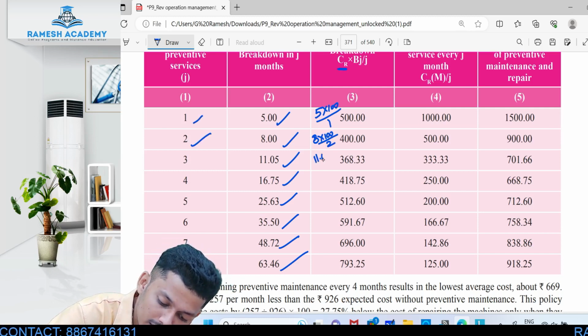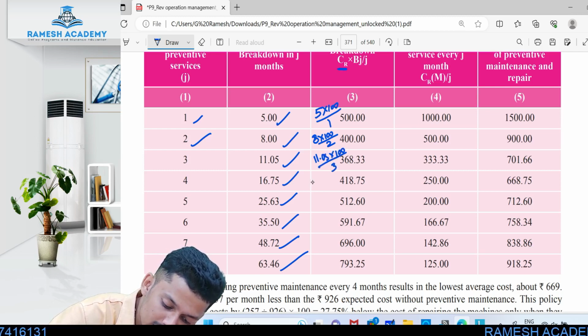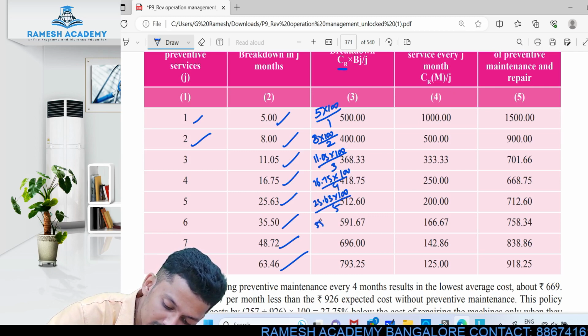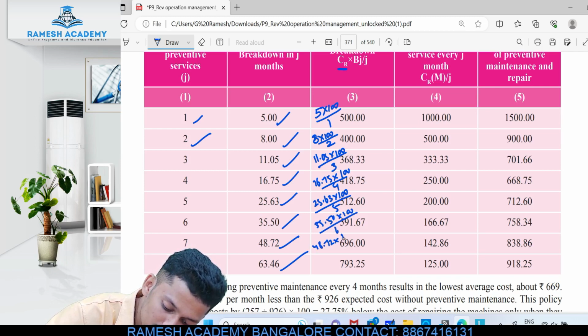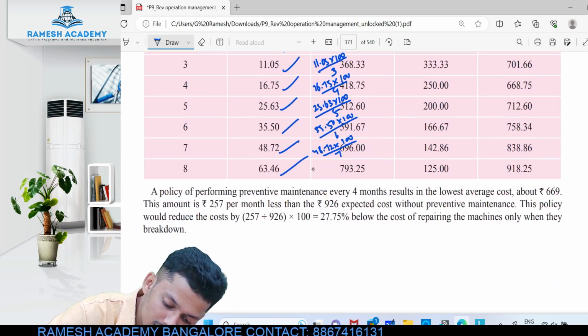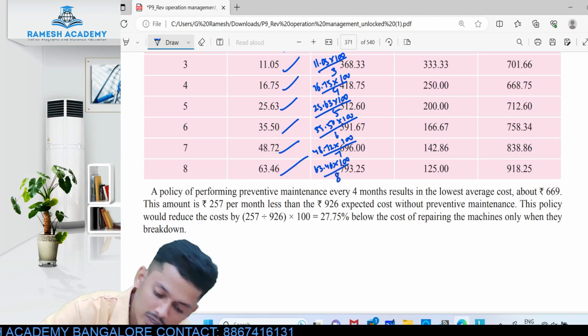Next, 11.05 into 100 by 3. Next it is 16.75 into 100 by 4. Next it is 25.63 into 100 by 5. Next it is 35.50 into 100 by 6. Next, 48.72 into 100 by 7. Next, 63.46 into 100 by 8. You will get these values.